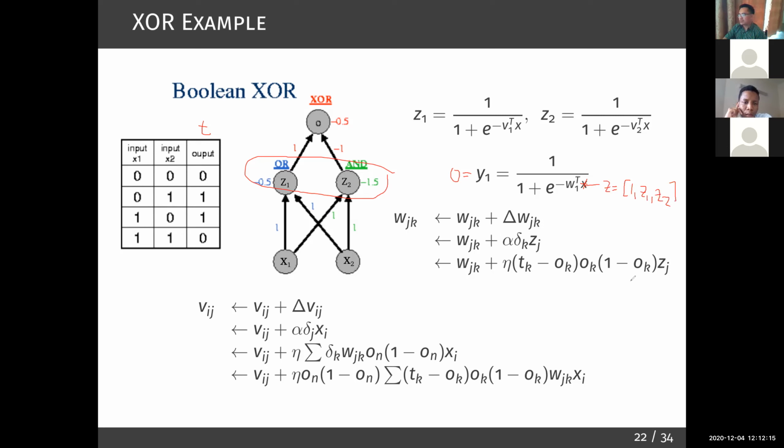So we will compute this update of the weights. The W's are here, and the V's are here. So that's how we proceed. Again, we feed forward first, we compute until the output, and then we back propagate and correct our weights. That's the idea.